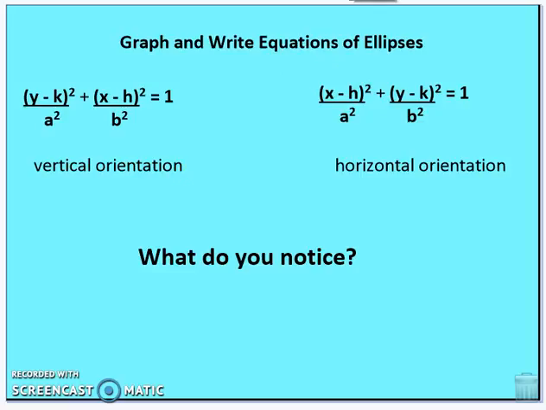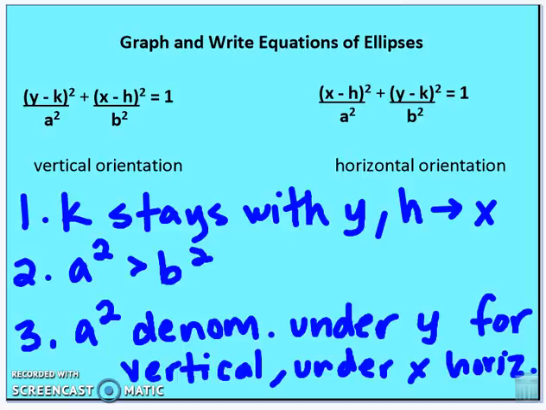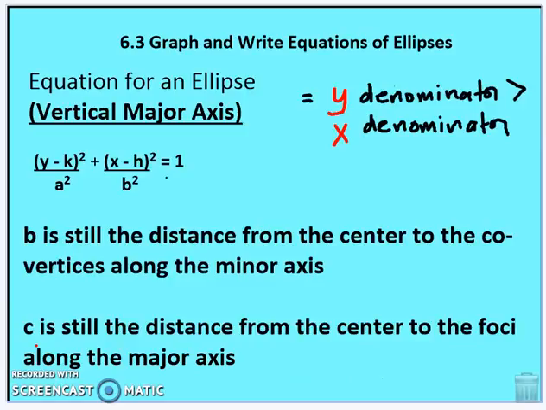So I'll just preface it's going to be a little bit different with hyperbolas, so just keep that in the back of your mind. This is only for ellipses. All right, so h and k stay with x and y. a squared is always bigger than b squared. a squared is the denominator under y for a vertical major axis and under x for the horizontal major axis. Okay, so we talked about these before, so this is just a summary.